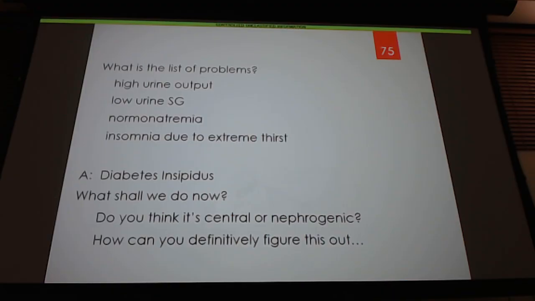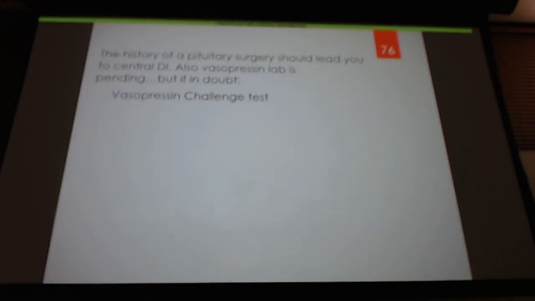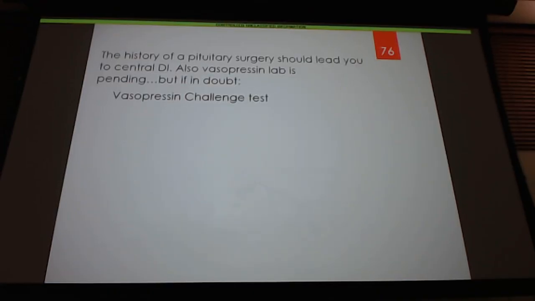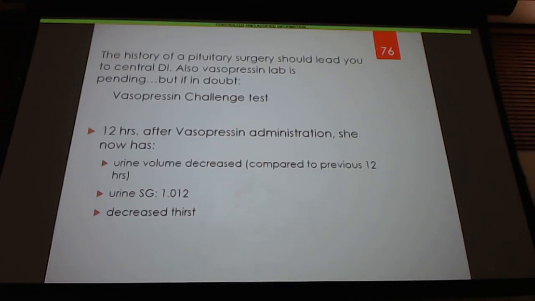Central, right. So you think it's central, you could do an MRI, or you're in the hospital, you could do a dynamic or confirmation test. What is it? Vasopressin challenge test. Perfect. So, the vasopressin lab is helpful, right? Because that can help you too. So do we expect a response when we give this patient desmopressin? Yeah, exactly. Good job. Thirst decreases. Everything gets back to homeostasis.